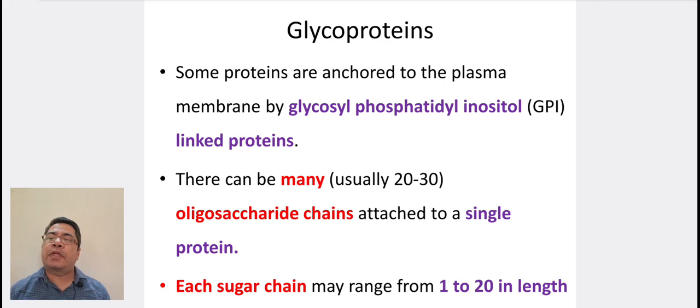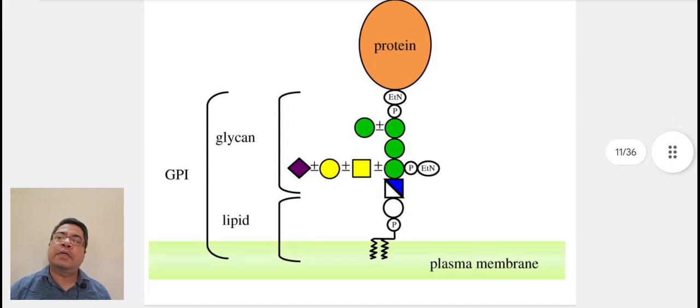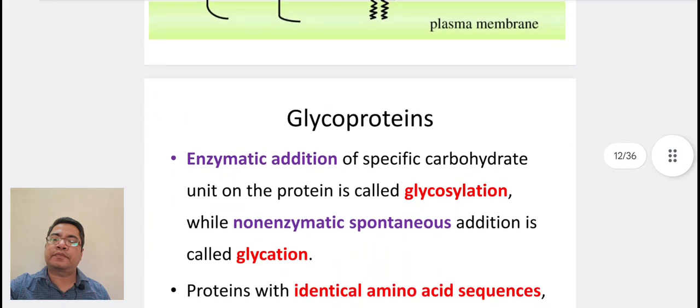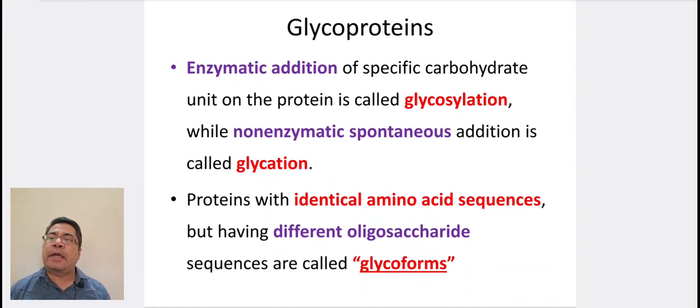There can be many, usually 20 to 30, oligosaccharide chains attached to a single protein. Each chain may range from 1 to 20 sugars in length. In this diagram, we can see GPI, or glycosyl phosphatidyl inositol, which is linked between the plasma membrane and protein. Enzymatic addition of specific carbohydrate units on the protein is called glycosylation, whereas non-enzymatic spontaneous addition is called glycation.